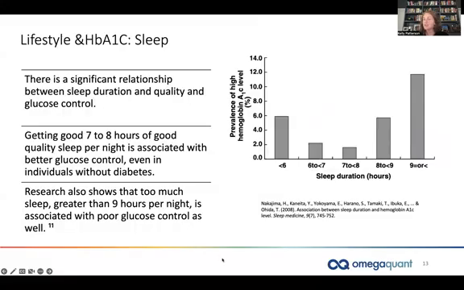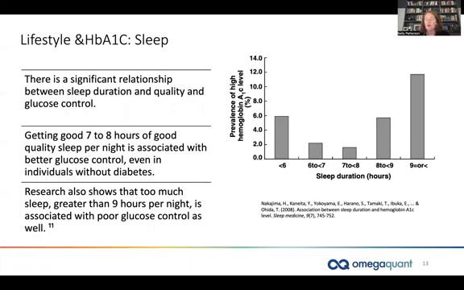So I mentioned this, but there's a really significant relationship between sleep duration and quality and glucose control. It turns out you can sleep too much and you can sleep too little. It seems that the Goldilocks area is 7 to 8 hours of sleep.